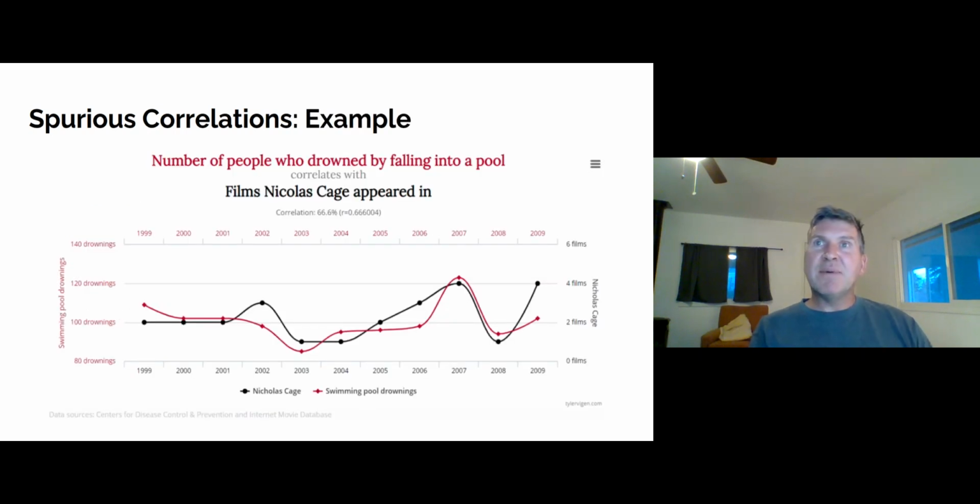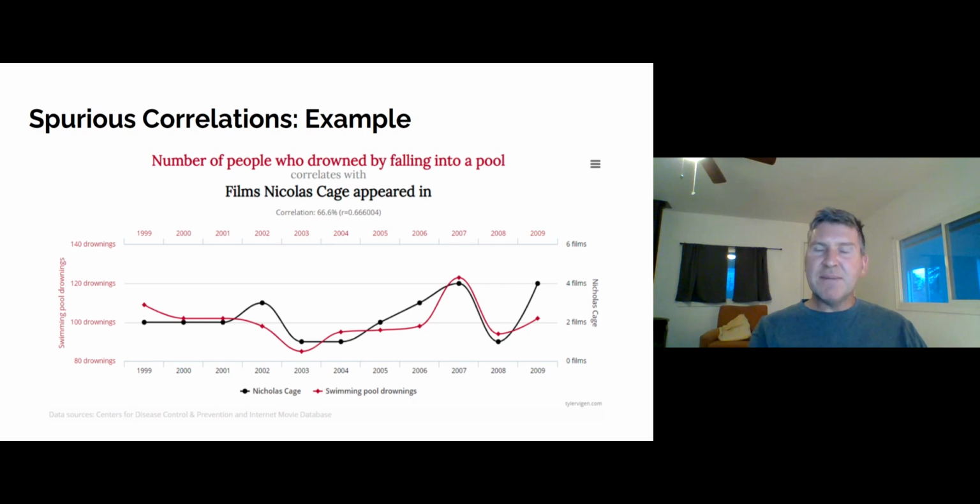So here's an example that shows a correlation. The red line is the graph of the number of people who have drowned by falling in a pool, and the black line represents the films that Nicolas Cage appeared in per year. You can see there's a pretty tight correlation, 66%, almost a 2/3 correlation. It looks like these things are very well correlated, but really it's just an observed example.